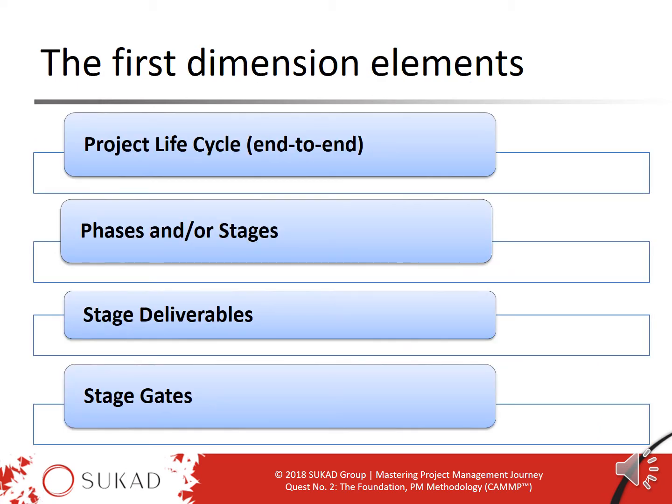Let's go back to the first dimension and what the core elements of the first dimension are. Again, we are repeating some information from before. We must have a project life cycle, end to end. We must have phases and or stages, and the reason I'm mentioning the or, obviously we recommend to have phases and stages, but some organizations might feel that they want to only manage at the phase level or at the stage level, and that could be okay, depending on the type of project they work on.